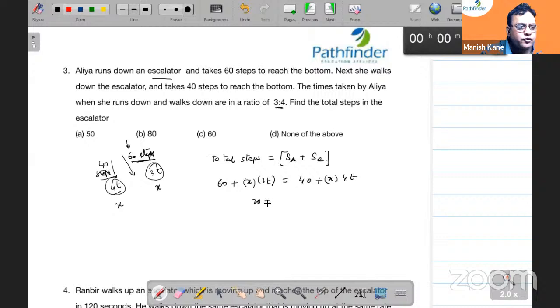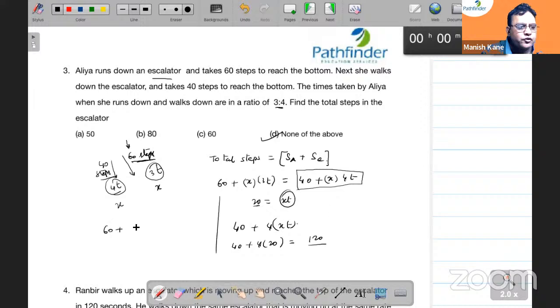And what do you get? 20 is equal to xt. Now, what is the total distance? The total distance is 40 plus 4xt. So 40 plus 4 into 20, that is 120. And the correct answer must be D, 120. You could have also done 60 plus 3xt, which would be 60 plus 60, again 120, the same answer. Would not have made any difference.